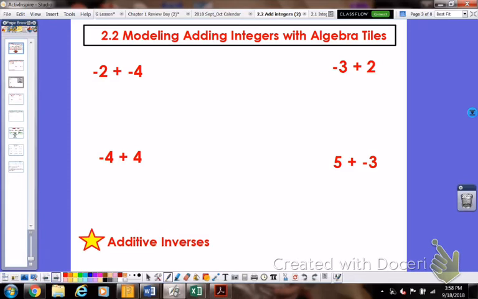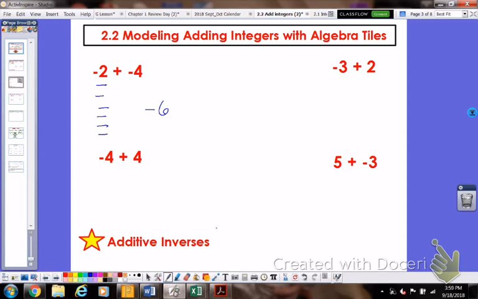Now typically we would have algebra tiles, but you can't put algebra tiles on your paper. So I'll show you how to work with the algebra tile idea just using your pens. If I have 2 negatives plus 4 negatives, so negative 2 plus negative 4, I'm going to have 2 negatives, and I have 4 more negatives. I have no positives over here to cancel them out. So if I have nothing but negatives, we count up how many we have: 1, 2, 3, 4, 5, 6 negatives. So our answer is negative 6.